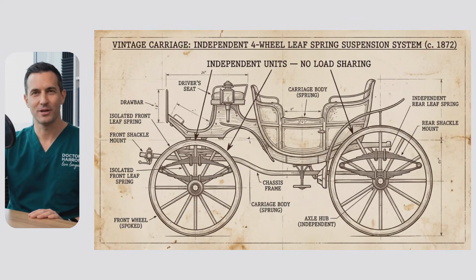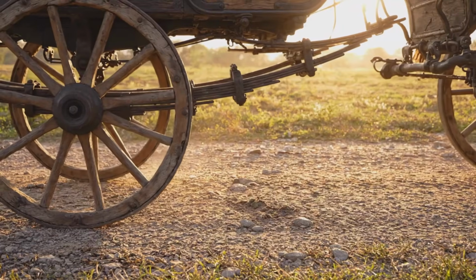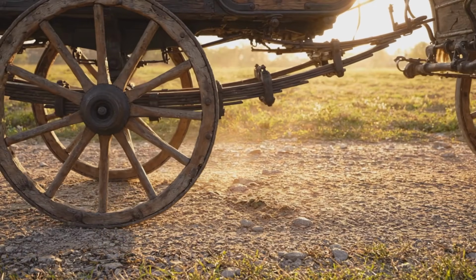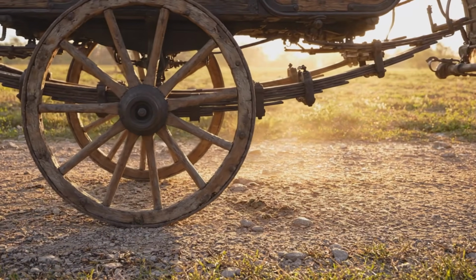The transportation parallel is equally instructive. Early suspension systems in horse-drawn carriages used leaf springs, individual metal strips that absorb shock independently at each wheel. Each spring was its own unit. Ride quality depended on 4 separate components working in isolation.